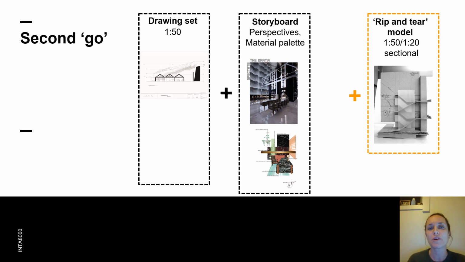The new component, so 1/3 of the assessment, is the rip and tear model. And this is a means of getting you to practice working in 3-dimension before you have a second go at this in Assessment 4.